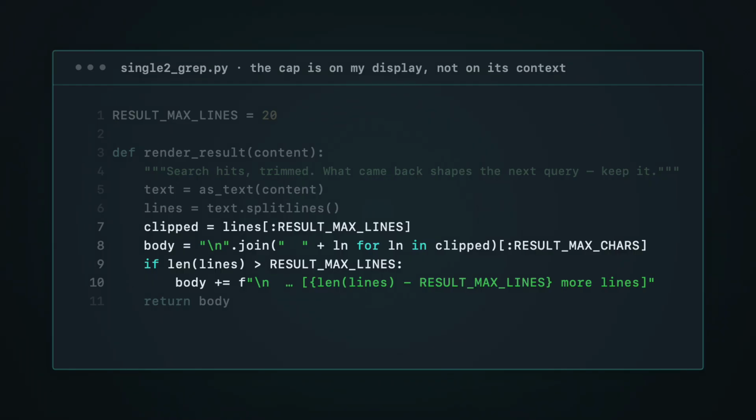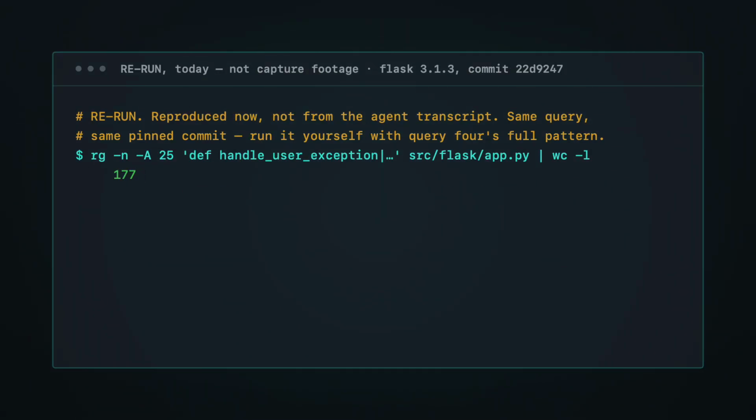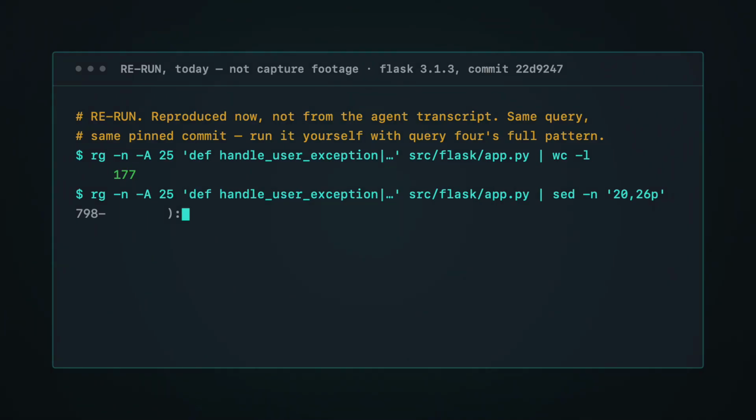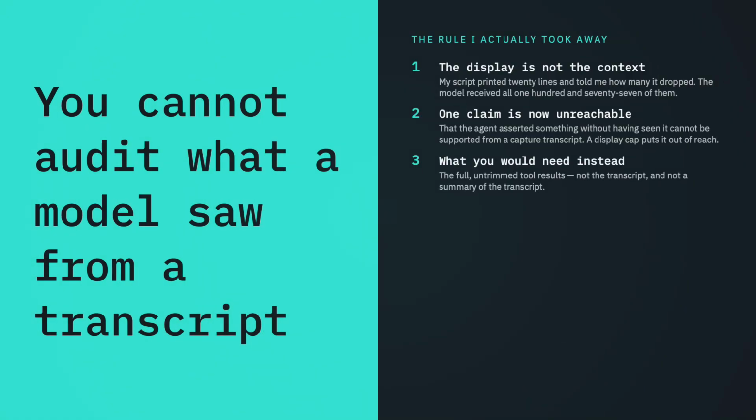I did not. And you should not take my word for that, so this next block is not from the capture at all. It is the same query, run again today against the same pinned commit. 177 lines, exactly as the arithmetic said. And 6 rows past the point where my transcript stopped printing, there it is. So here is the rule I actually took away, and it is bigger than this video. From a truncated capture transcript, you cannot support any claim of the form, the agent asserted this without having seen it. A display cap puts that permanently out of reach. If you want to make it, you need the full tool results.